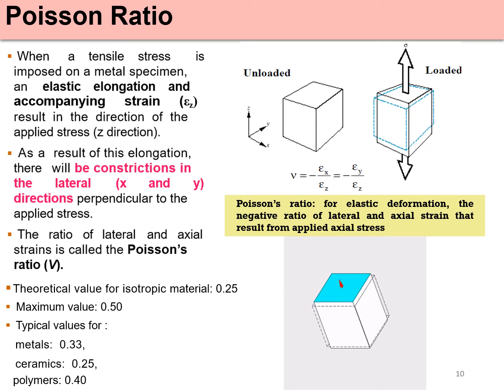So we can basically correlate it with this picture. As a result of these elongations, there will be constrictions in the lateral directions, which are the x-axis and also the y-axis, perpendicular to the applied stress. Imagine that in this picture, they're showing compression or extension. By the time it is pulled, the sample starts to elongate.